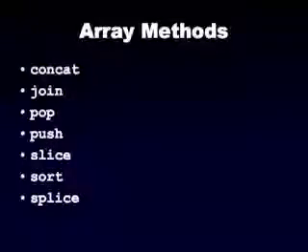So arrays have methods. These are some of them. We can concatenate arrays together. We can join an array, which means we turn all of its members into strings and concatenate them all together. We can push and pop things on the end, so we can treat it like a stack. We can slice it, sort it, splice it. We can do surgery to it.